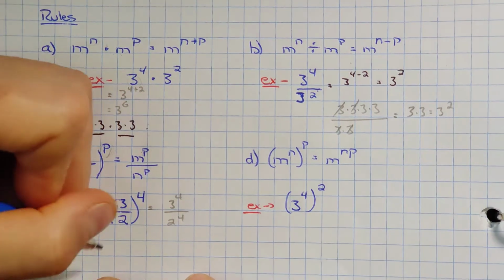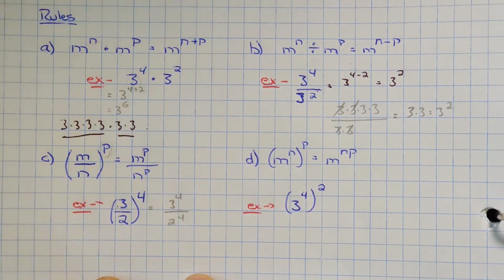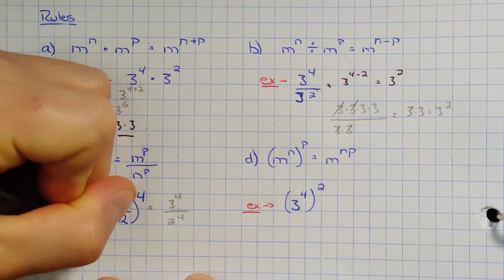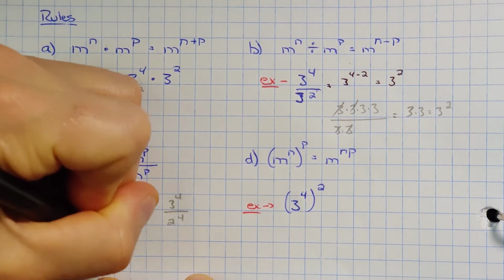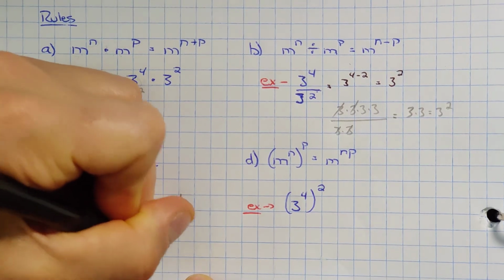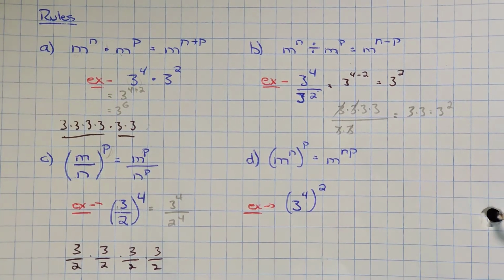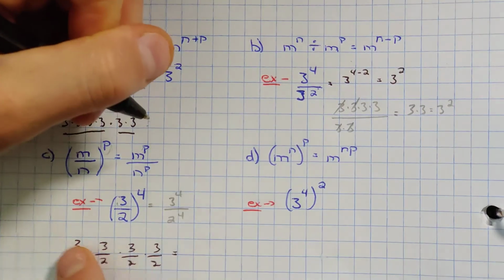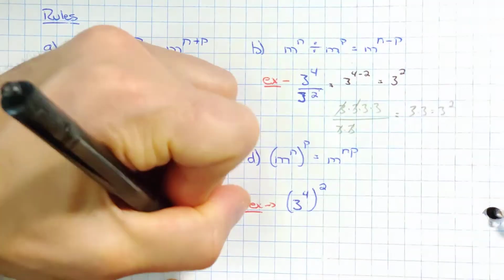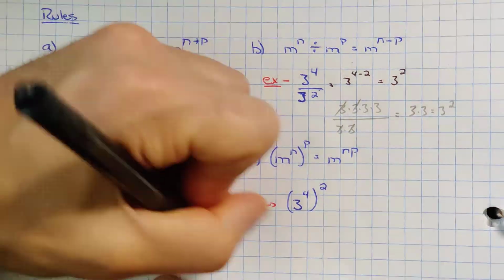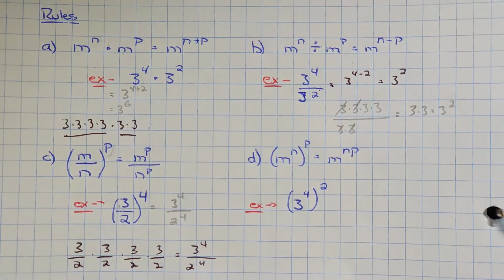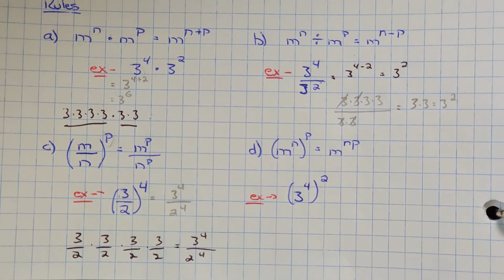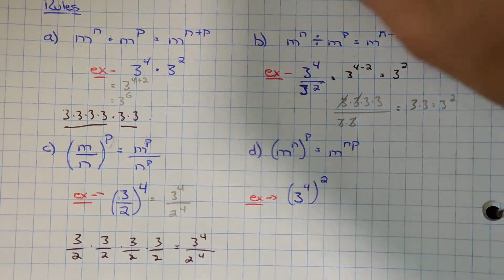Why, you ask? Again, similar reasoning as before. We have 3 over 2 times 3 over 2 times 3 over 2 times 3 over 2. And when we multiply fractions, it's just the top number, so 3 times 3 times 3 times 3. So that's 3 multiplied by itself 4 times and 2 multiplied by itself 4 times. So that's why it works, but that's all it is, it's just spread across both of the terms.